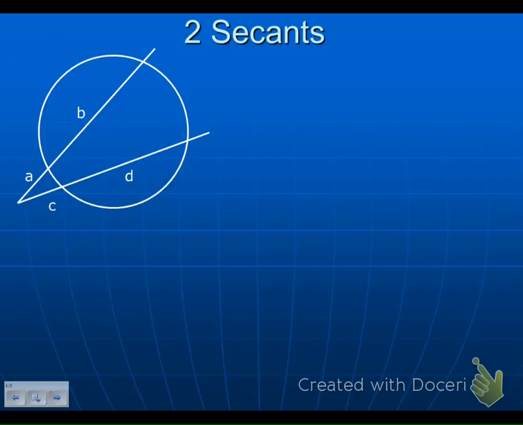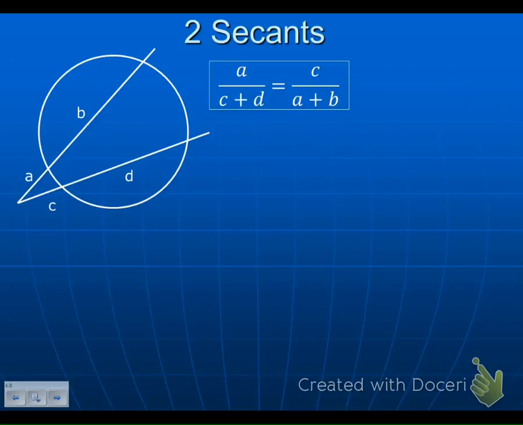Again, we have letters A, B, and C, D. Again, A, B are on the same secant, and C, D are on the same secant. Notice where A is. A is on the outside portion of the secant, and C is also on the outside portion. This is the order that you need to write it in. Okay, it's just easier this way. Let's just keep it a simple system.